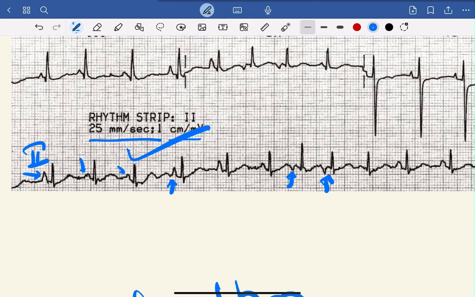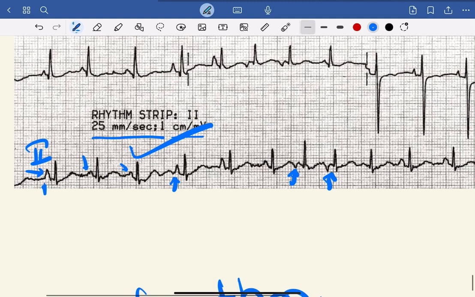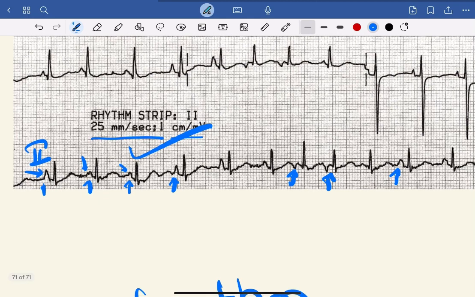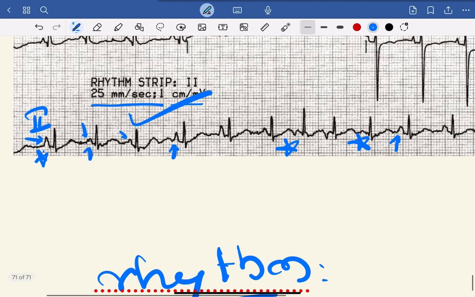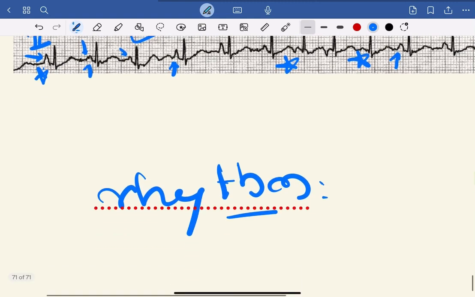What happened to P waves? They are of different morphologies. See this P wave, how it is, and see this P wave. This is inverted. This is tall, and see this P wave. They are all different morphologies. See here, one type, second, third, and fourth. So here more than 3 different morphologies of P waves are there.